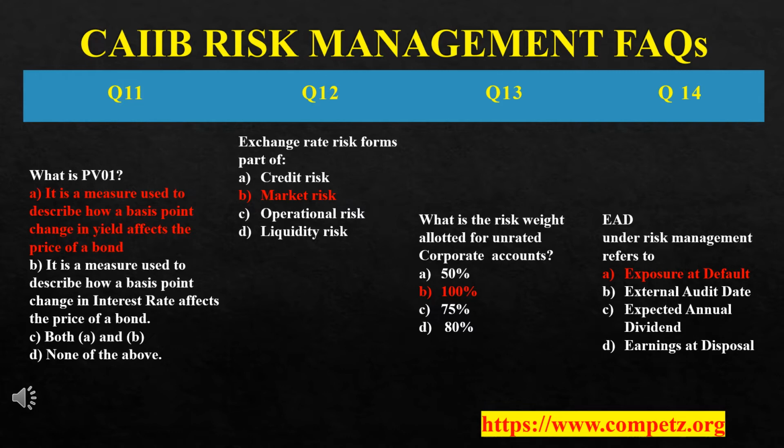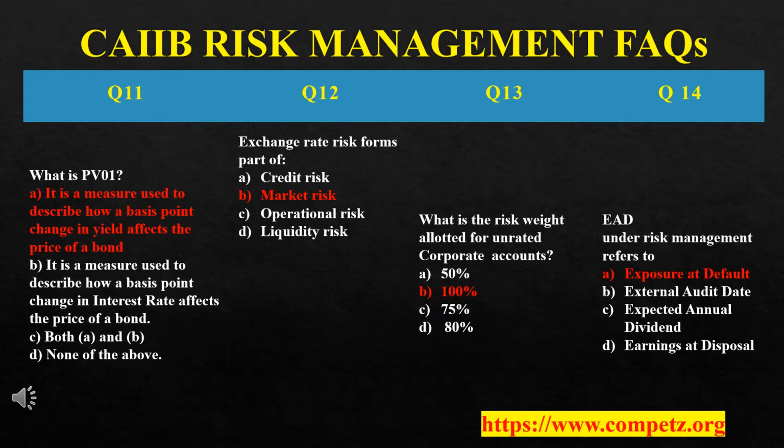That is, modified duration measures the impact of a change in interest rate, not yield, on the price of a bond. I would repeat once again. PV01 is a measure used to describe how a basis point change in yield affects the price of a bond. Then comes the modified duration, which measures the impact of change in the interest rate, not yield, on the price of a bond. Thus the answer is A option. Next question, moving on to the next question.